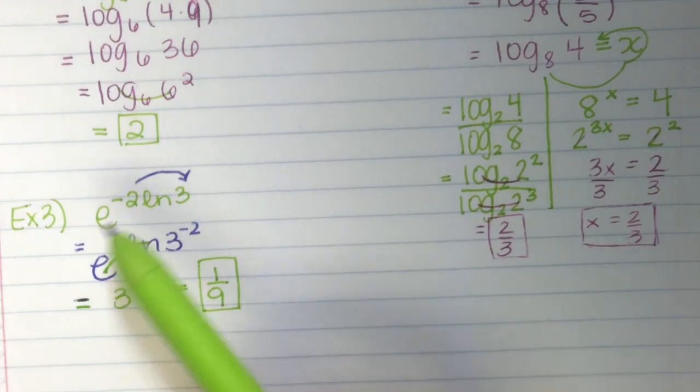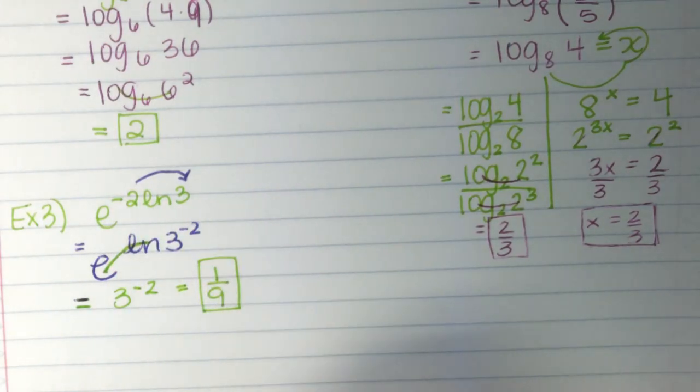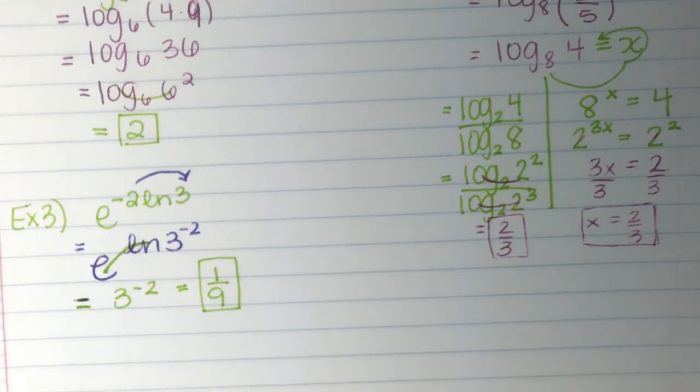So what a lot of y'all do here is cancel E and ln and do negative 2 times 3. You can't do that. You cannot cancel when you have to run through that negative 2. Okay?